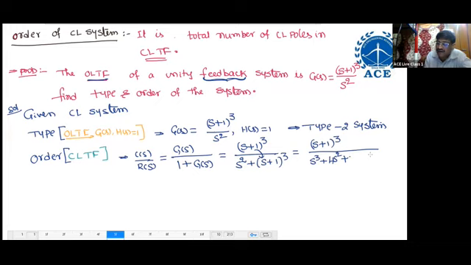That means what is the order? The order of the system is 3. Type is 2, order is 3. Don't say type 2, order also 2. Type is for open loop. Order is for the closed loop transfer function. So like this, you have to get the type and order of the given closed loop system.